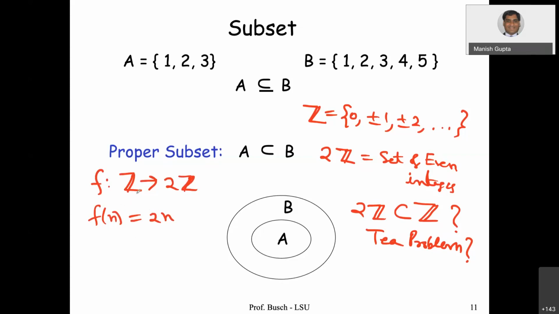You give me another element in Z, I will give you another element in 2Z. So basically there is a one-to-one correspondence. There is a one-to-one correspondence or not? Yes, please ask the question. So that means the number of elements should be the same for both Z and 2Z.